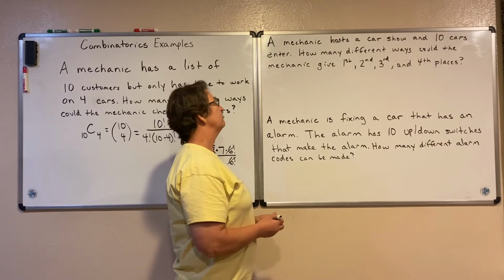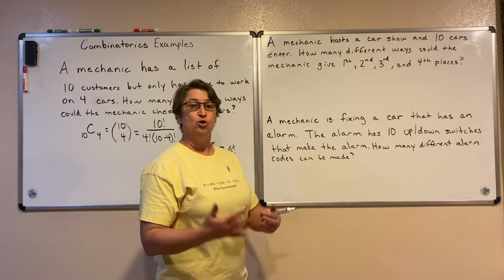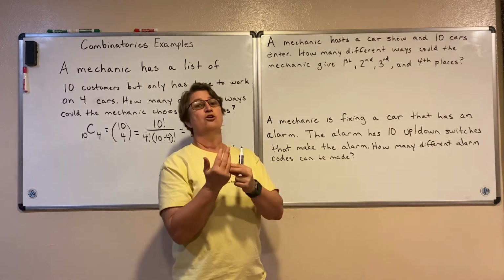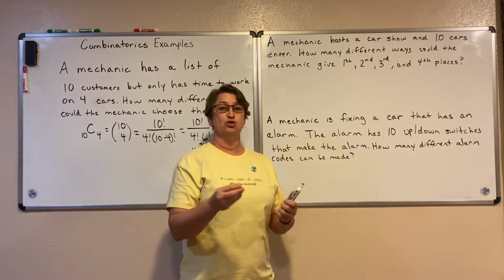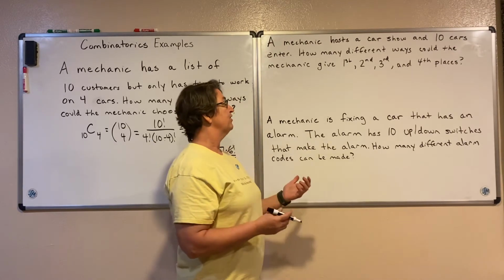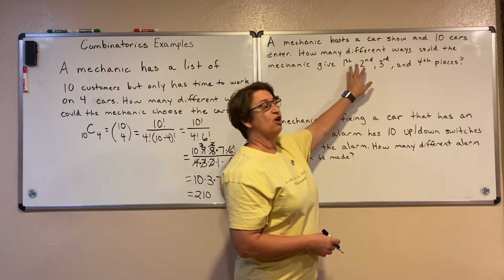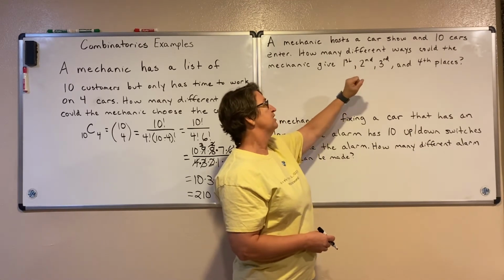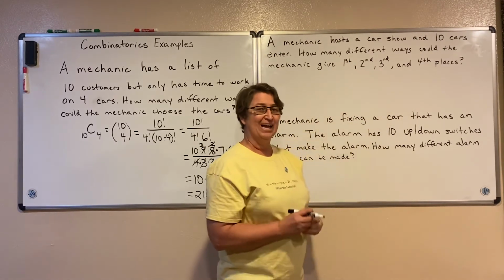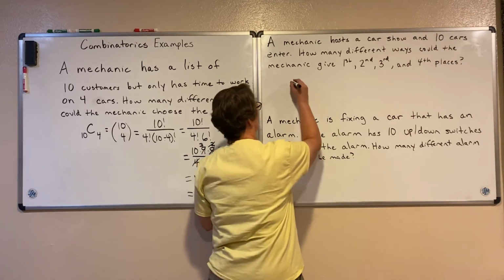How many different ways could the mechanic give first, second, third, and fourth places? Again, we have 10 cars that we're going to choose 4 from. So this is another either permutation or combination. Then we just ask ourselves, does order matter? Well, in this case, getting a first place or a second place are different. These have different places to them, different arrangements, or each position has a different title to it. So the order here does matter. So this is a permutation.